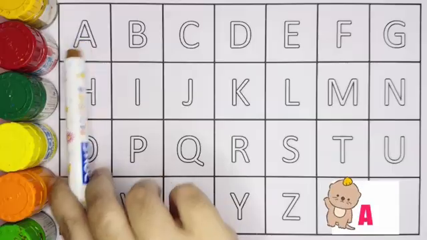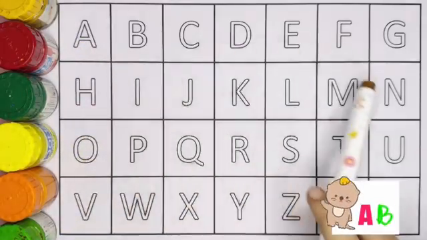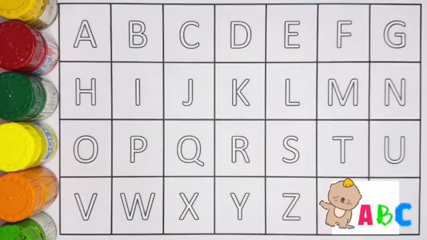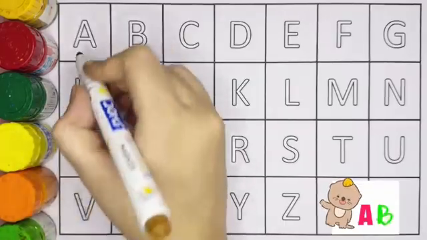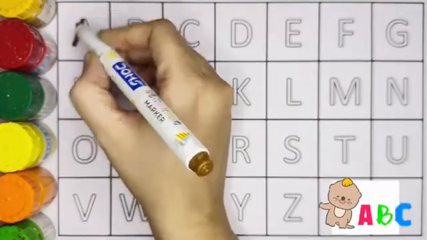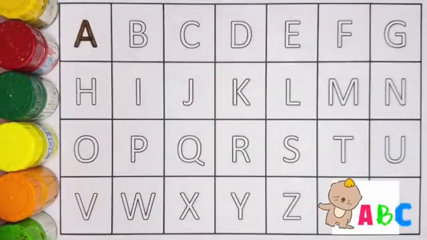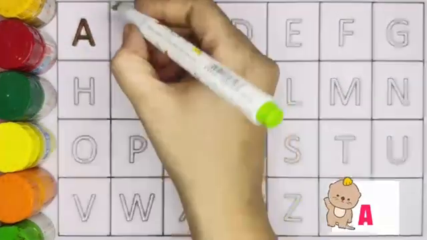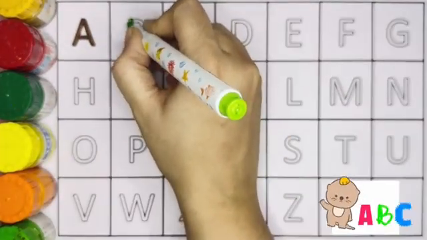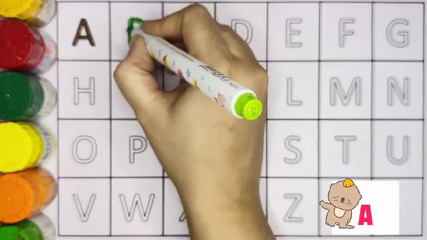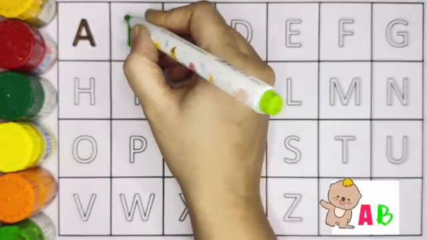Let's learn alphabets A to Z with different colors. Let's color the alphabets. A. This is A. A for apple. Next is B. B for ball.